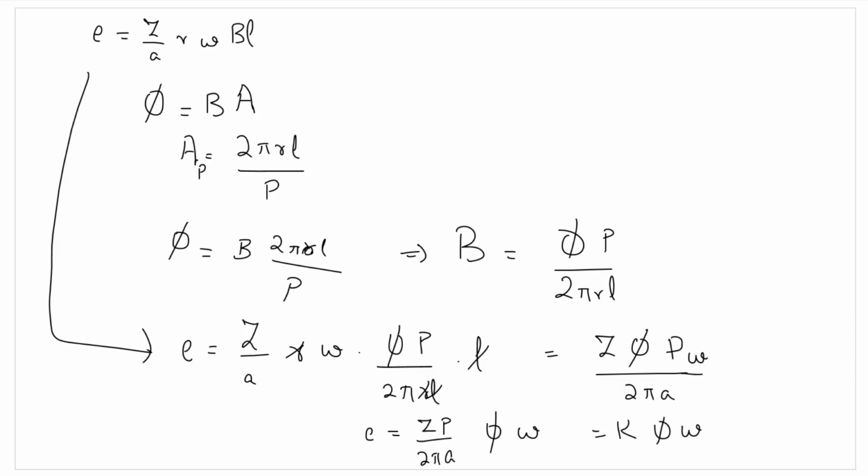Also, we can convert the speed from radians per second. Here omega is in radians per second. We can convert this into RPM. Accordingly, we'll get the induced voltage equal to Z, by multiplying the speed by 2 pi by 60. So this is about the induced voltage in case of a DC generator.